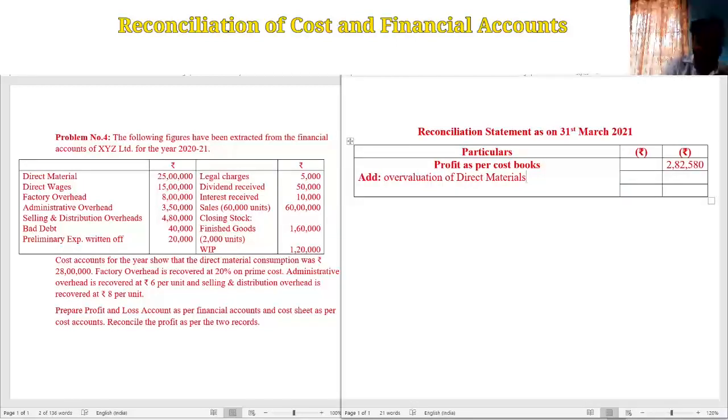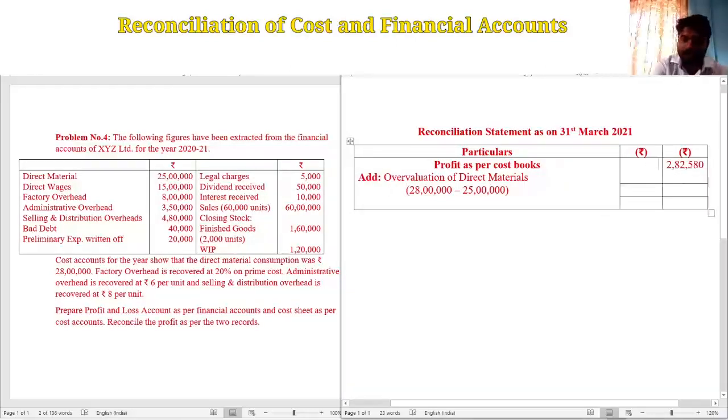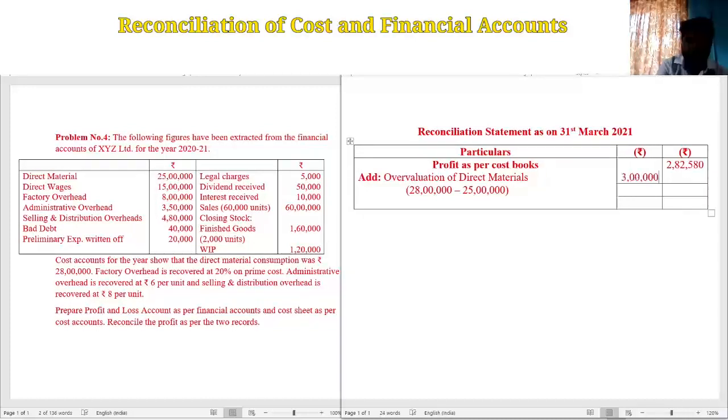How much is it overvalued? Kindly write the overvalued amount. 28 lakhs minus 25 lakhs. So it is overvalued by 3 lakhs. Then what about direct wages? It is recorded the same in both the books, 15 lakhs. Okay, there is no difference. Then factory overhead. What about factory overhead?